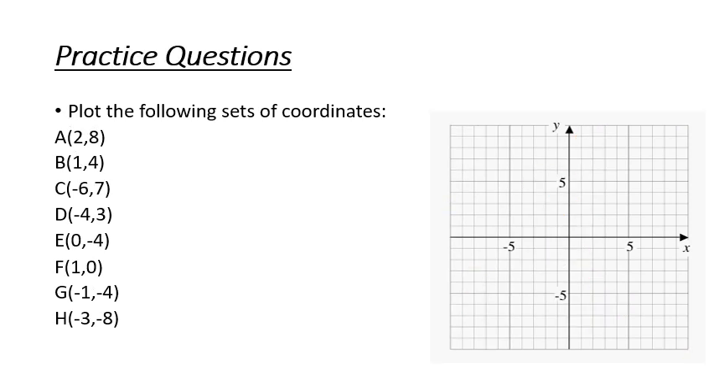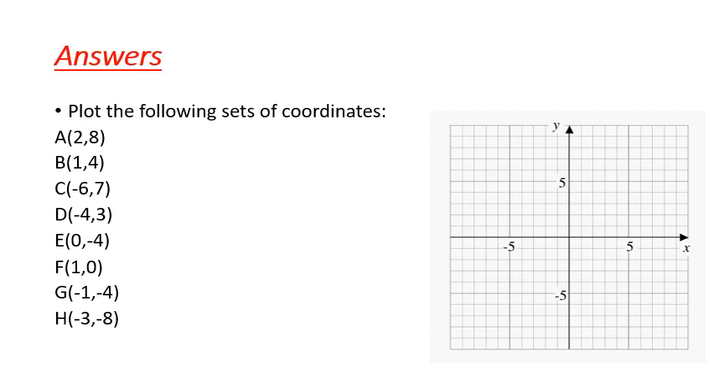Okay, so here are some practice questions I'd like you to have a go at. All I want you to do is to plot the set of coordinates from A through to H, just like I did in the example. You don't need to write down the coordinates next to the letter. Just put the letter where you think it needs to go. When you've answered them all, continue the video and we'll see how you went.